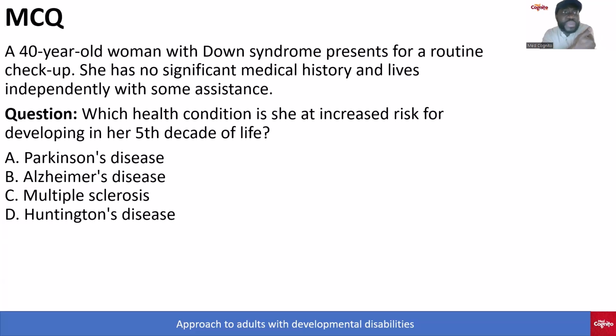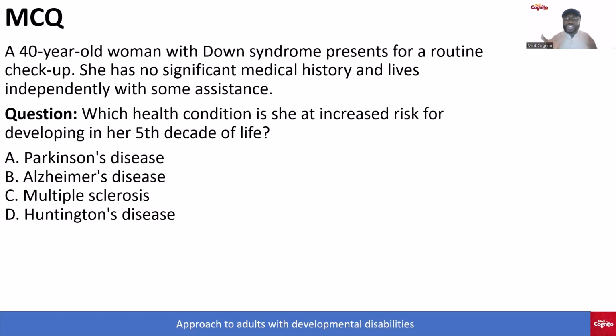Now, this question is, a 40-year-old woman with Down syndrome presents for a routine checkup. She has no significant medical history and lives independently with some assistance. Which health condition is she at increased risk for developing in her 5th decade of life? In her 5th decade of life.